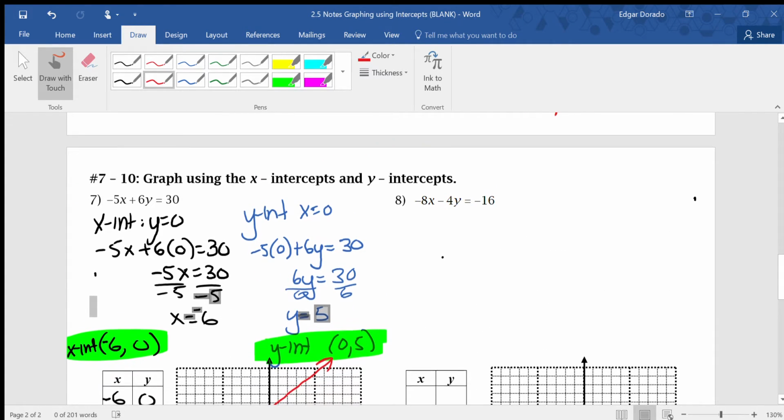Okay, so that was number 7. And number 8, let's go ahead and solve it now. All right, so I'm going to find my x-intercept first, so I'm going to substitute in y equals 0.